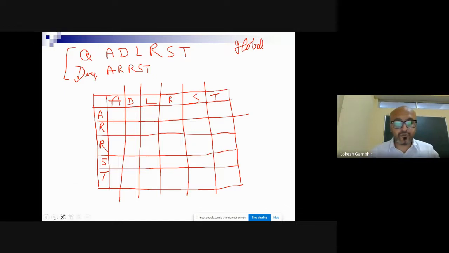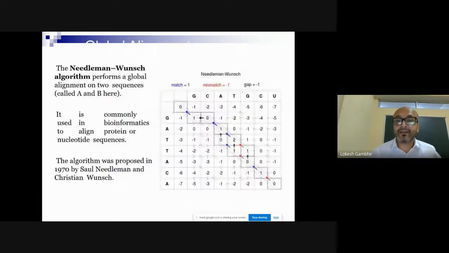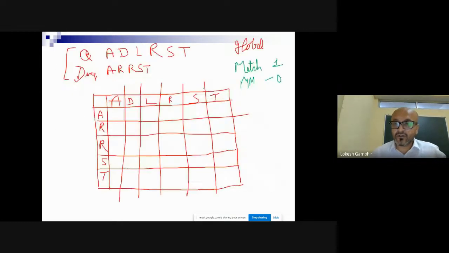So the basic rule that we should remember is: match, the score is 1; mismatch, the score is 0; and gap penalty, I have also written here. We are not talking about a -1 mismatch, we will be talking about the gap penalty. If I am inducing a gap, I'll be giving a penalty of -1. So let us see how it goes.